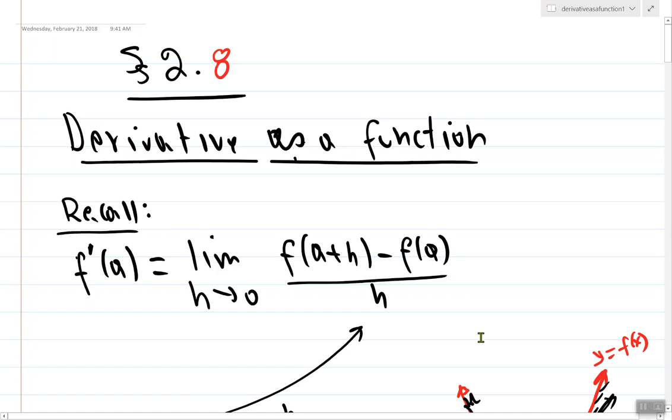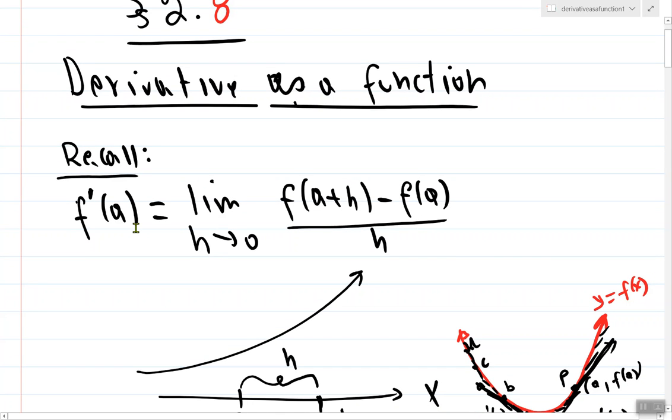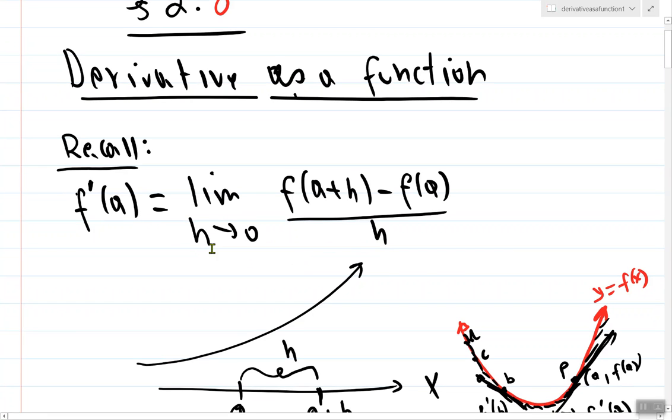Okay, hi. This section 2.8 is about derivative as a function. So remember that we discussed the slope of the tangent line to the curve at the given point x equals a as the derivative at x equals a, which equals the limit as h approaches 0 of f of a plus h minus f of a divided by h.